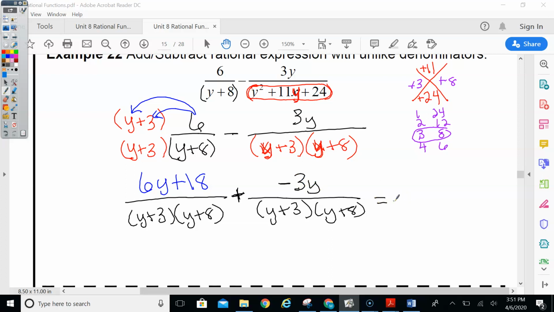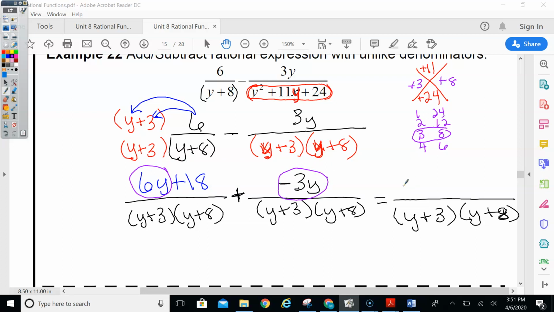Alright, so now we combine our like terms. The denominator stays the same, y plus 3, y plus 8. And then we combine our like terms. So 6y and negative 3y makes, sorry, positive 3y, because you're subtracting, 6 minus 3 is just 3. And then the 18 doesn't combine with anything, so that one just stays plus 18.